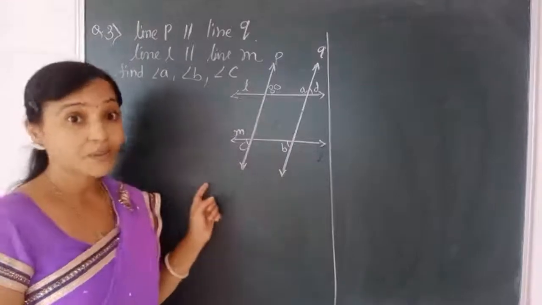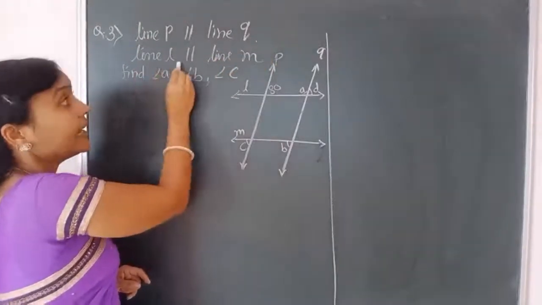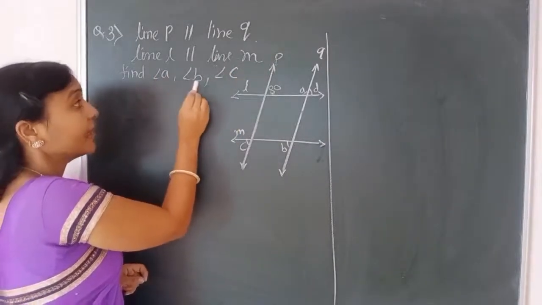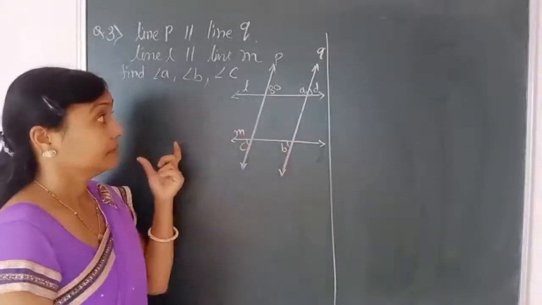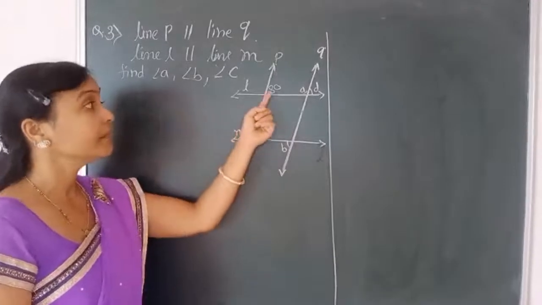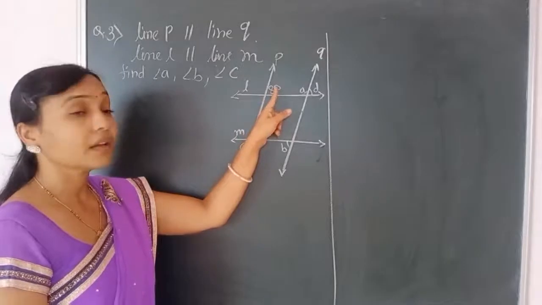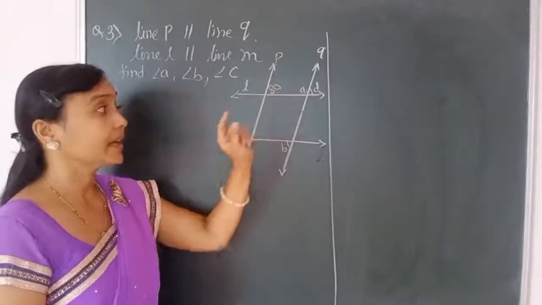This is our third question. Line P parallel line Q and line L parallel line M. Then find out angle A, angle B and angle C. And one note here, using the measurement in the figure, they give us only one angle, this is 80. So first we find out the relation between 80 and A.